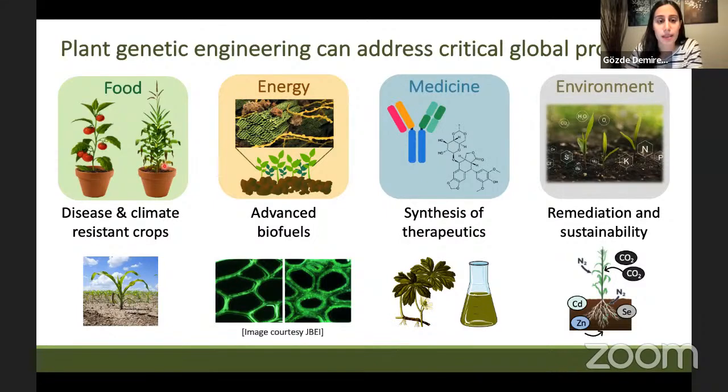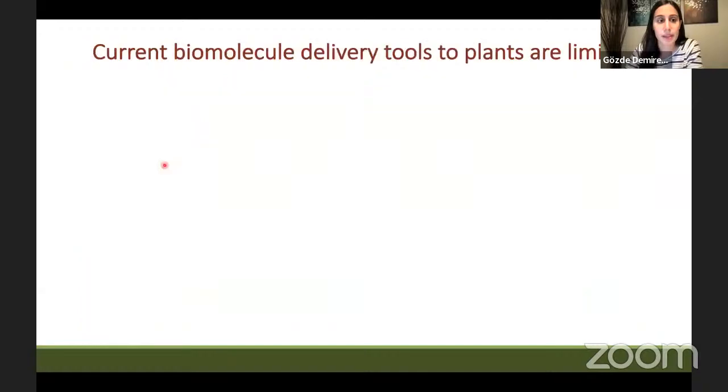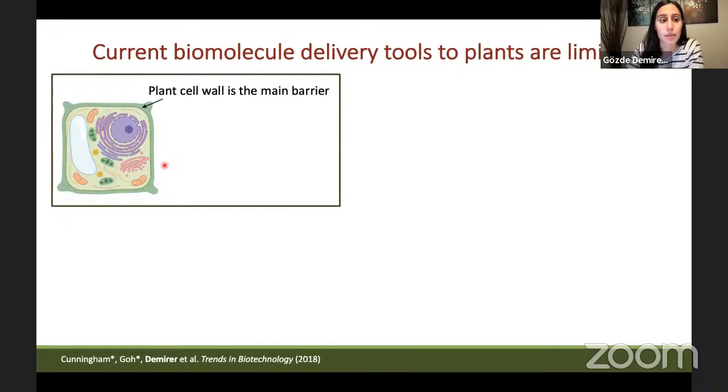Even with all of this promise and excitement, there are still some challenges in plant genetic engineering. And one of the challenges that I have focused on is biomolecule delivery into plants. The tools for biomolecule delivery and transformation in plants are very limited. And that's mostly because of the cell wall around these plant cells that acts as a physical barrier for the cargo delivery into the cells.